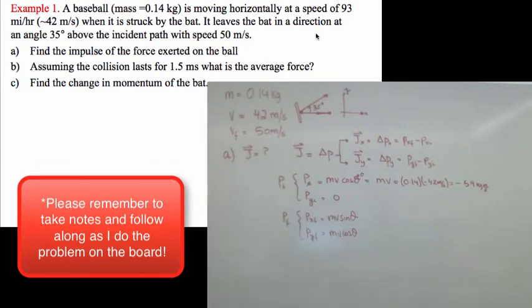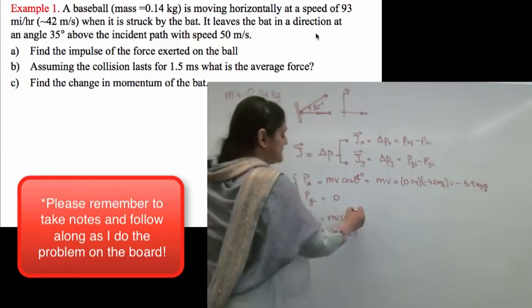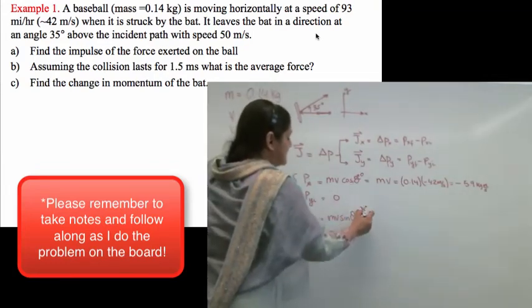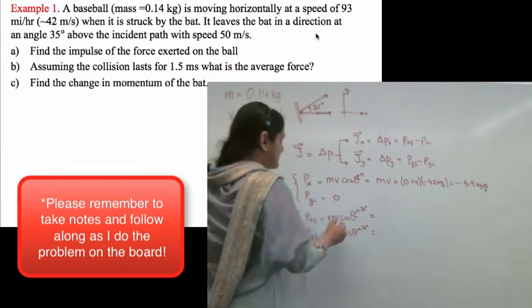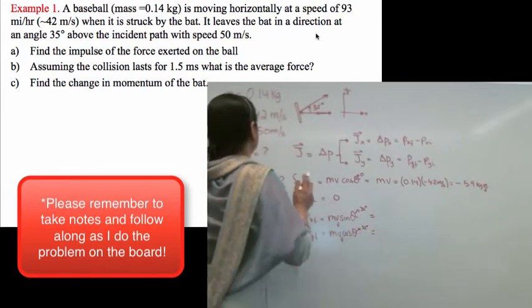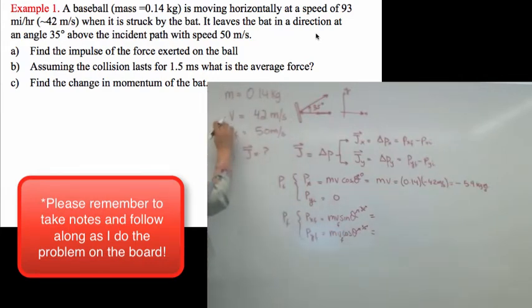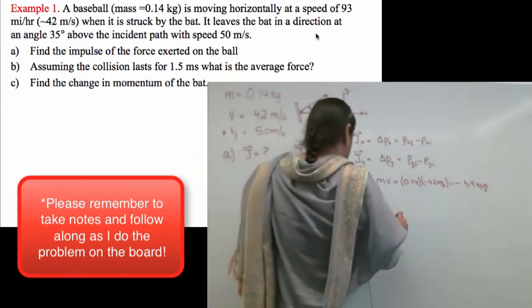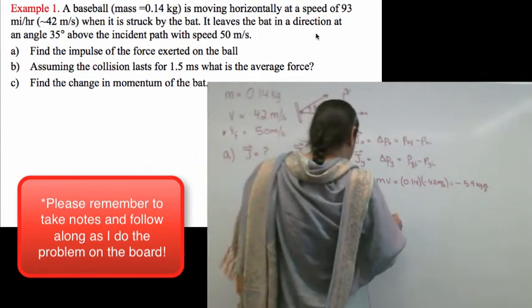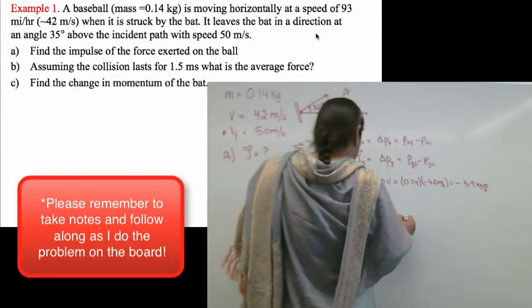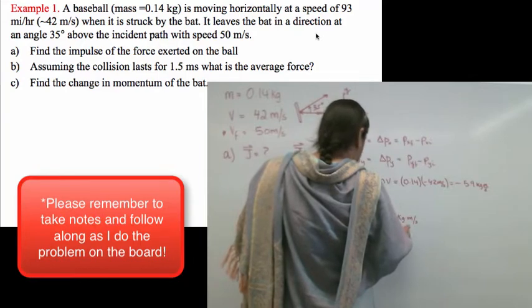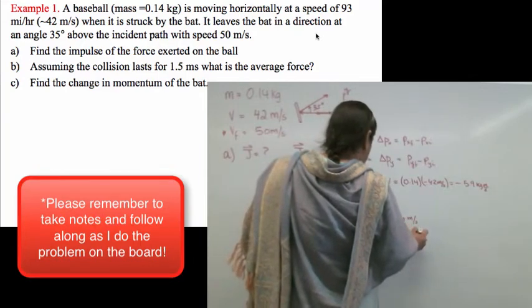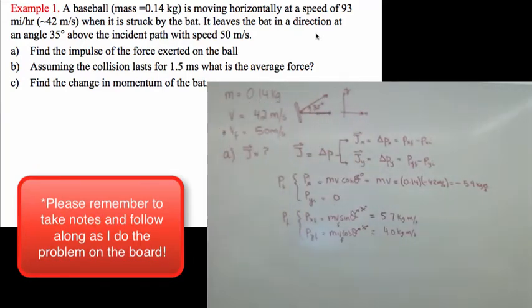Okay? This angle is going to be 35 degrees, and this angle is also going to be 35 degrees. So I can plug in the values. This is going to be p final, which I can pick up from here, and then I'm going to have my mass be this one. Just plug in the values and solve. So this is going to be 5.7 kilograms meters per second, and this is going to be 4.0 kilograms meters per second. So I just plugged in the values and I solved.